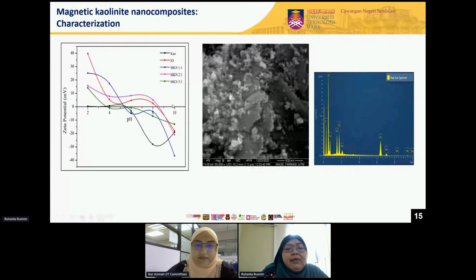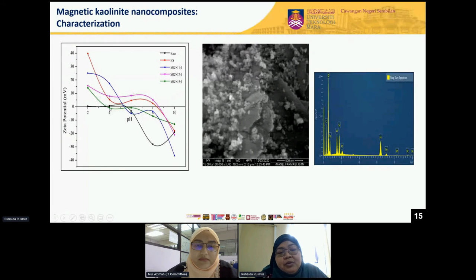And in terms of surface properties, we run the zeta potential so that we can have an idea about the surface charge of these materials. For the kaolinite, it has quite a neutral surface charge at lower pH, but it decreases at higher pH, in contrast with the iron oxides. When we have a combination of kaolinite and iron oxide at different ratios, they actually have a variety of surface charges. At a lower pH or slightly acidic pH, some of them have a positive and some of them have a negative surface charge.